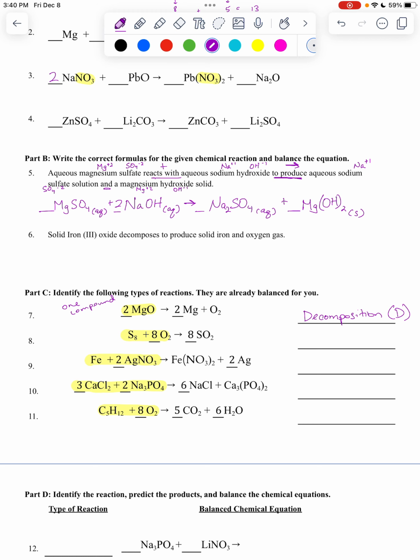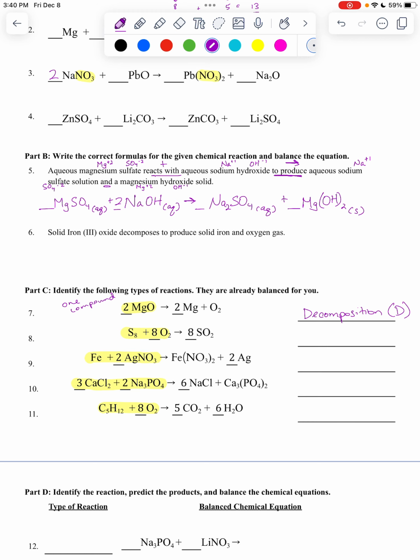And what we would usually see is it's going to be just a binary compound breaking up into its individual elements. For the next one, we see that we have 2 elements at the start, right? 2 elements at the start means that they are going to combine and make 1. That is what we call synthesis. So synthesis, it synthesizes and combines to form 1 compound in the end.